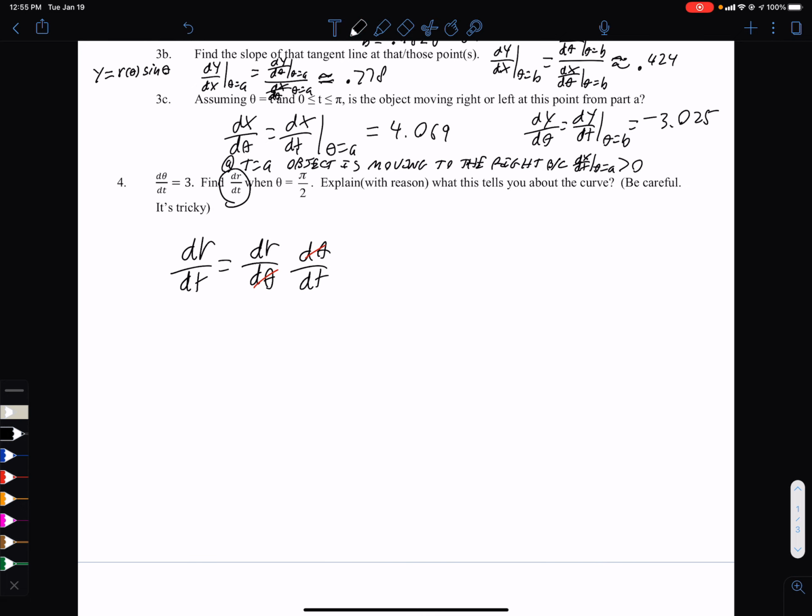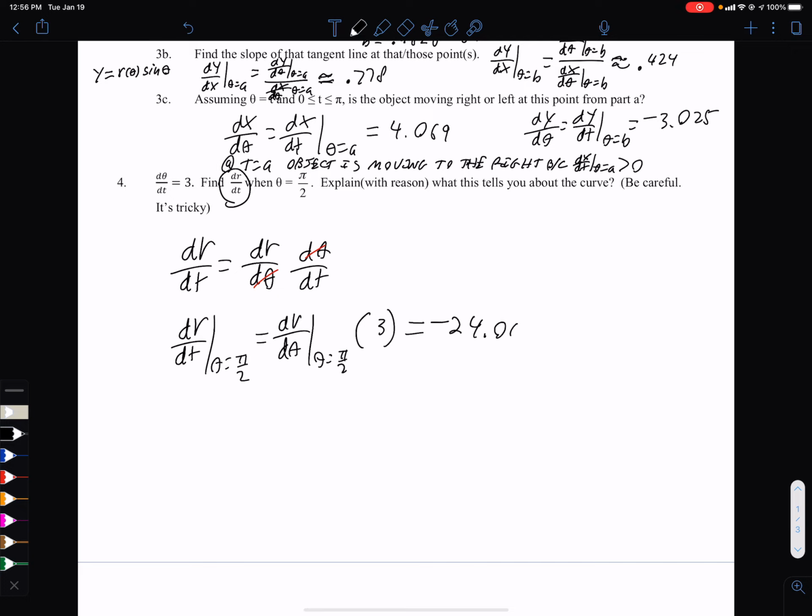So now we're almost done here. We want that at theta equals pi over 2, which equals dr/d theta at theta equals pi over 2. Now that you just put in your calculator. You're allowed to take derivatives in your calculator. And d theta/dt, you're told, is 3. If you pop that in your calculator, you get negative 24. And that's your dr/dt.